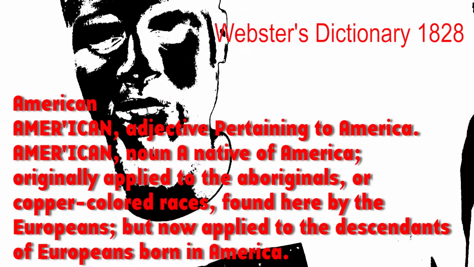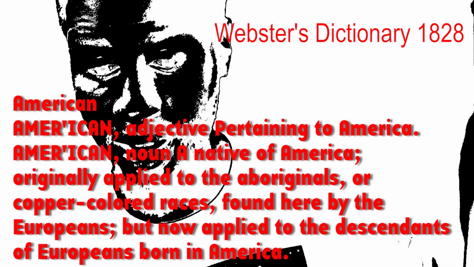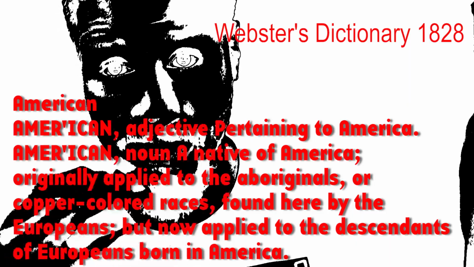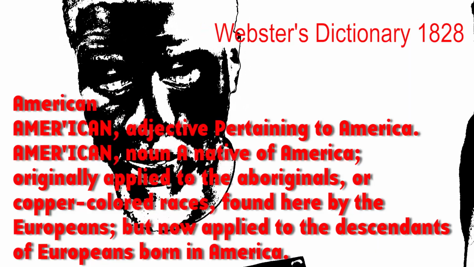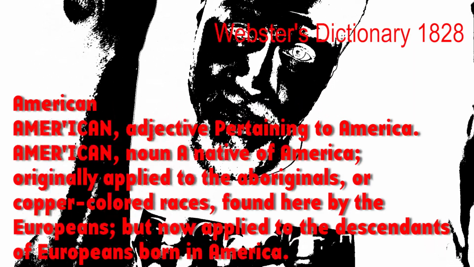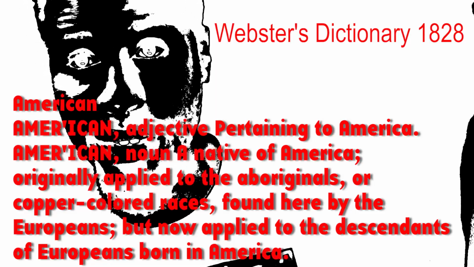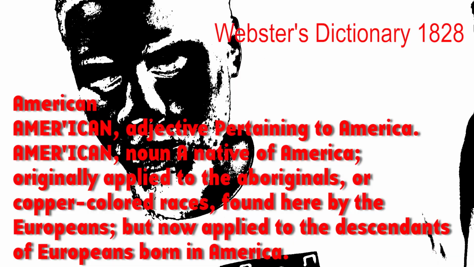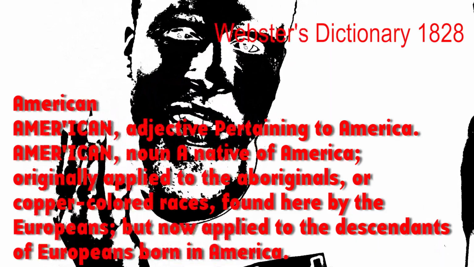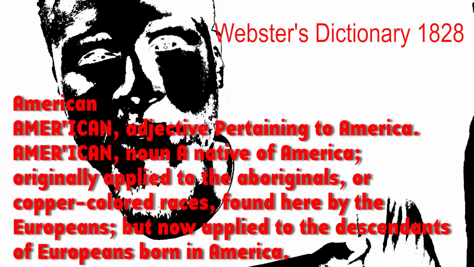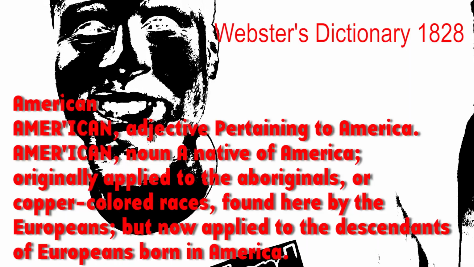So in Webster's 1828, you have American being a native of America, which originally, that means first, applied to the Aboriginals or copper color races. That means people that look like copper. Penny. Found here by the Europeans, the people that stole the land. But now applied to the descendants of Europeans born in America. How is it possible that somebody could find a place and then call themselves the people of that place? It don't make sense. Hey, it just don't make sense, man.